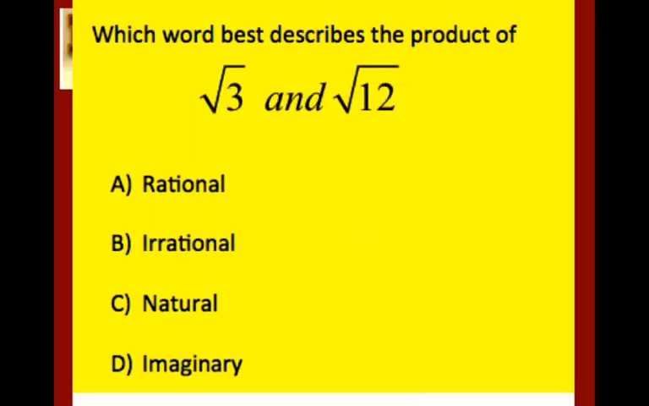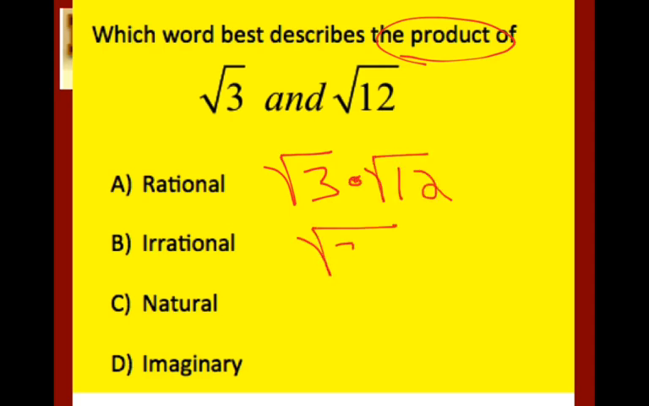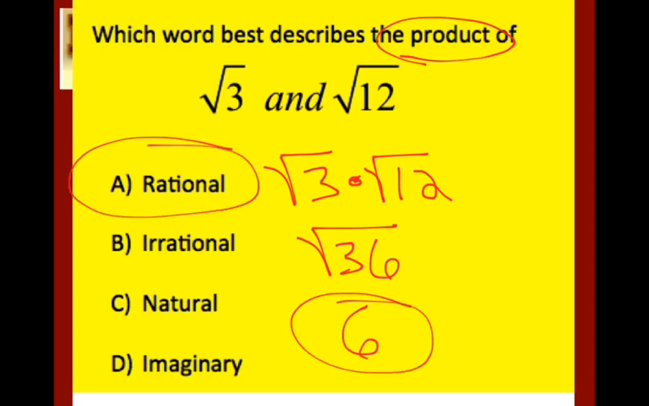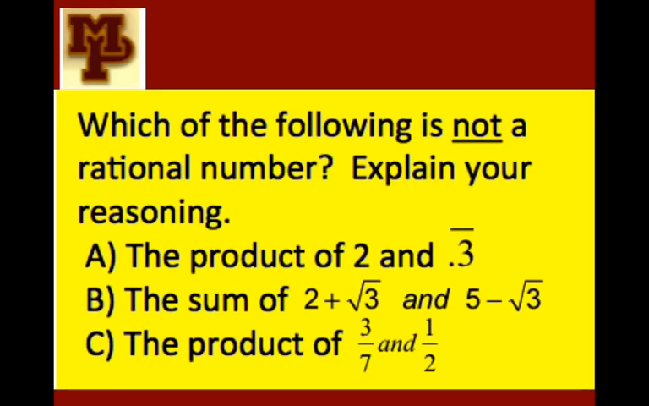The product of radical 3 and radical 12, so that's again multiplication. Radical 3 times radical 12 is radical 36, which is a perfect square, so that's 6. So this turns out to be rational. Which one of these is not a rational number? Well, it's kind of a trick question, because this ends up being D, none of the above, because all of these turn out to be rational. So none of the above.